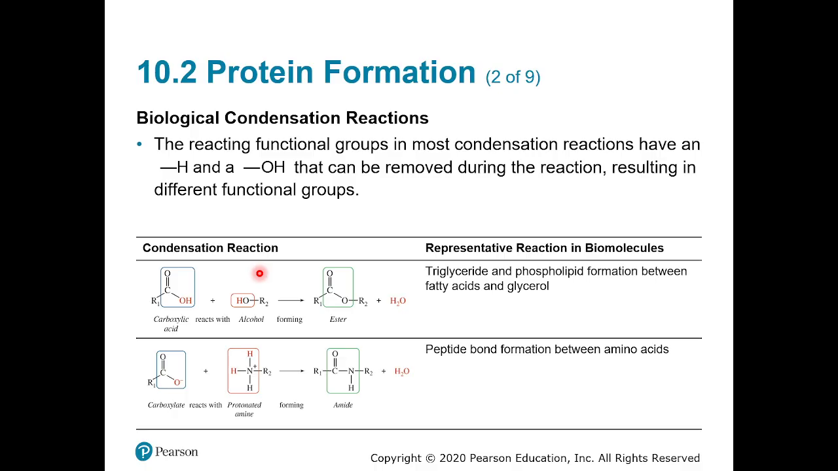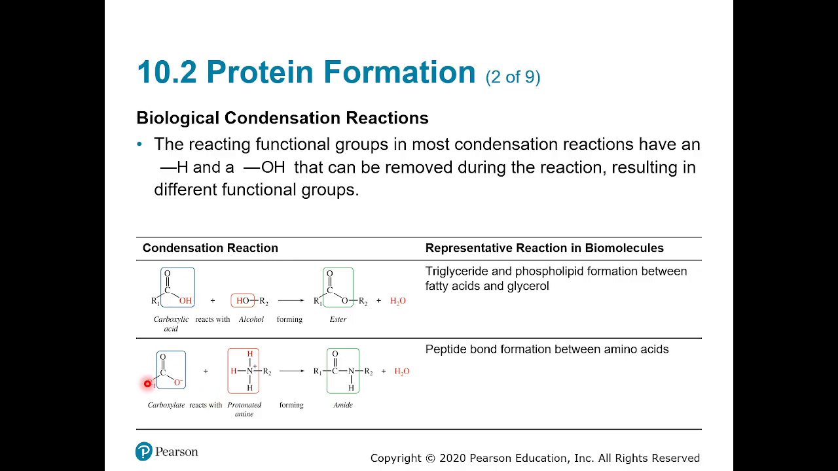Let's go ahead and look at the reaction real quick. So this right here was that condensation reaction we did back in chapter 5. We had a carboxylic acid, we had an alcohol, they reacted together, and they gave us water, right? And the ester in that case.